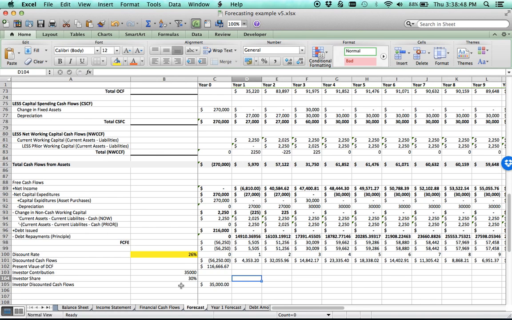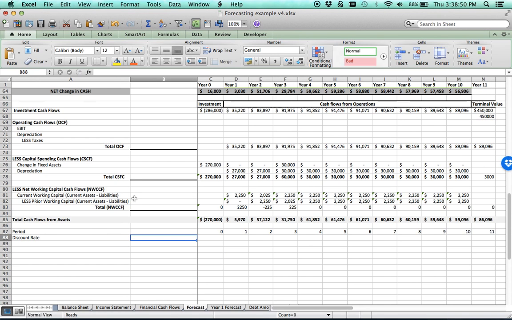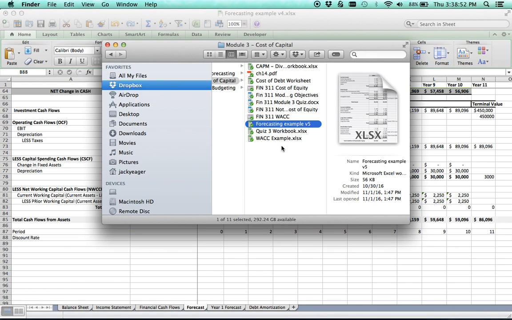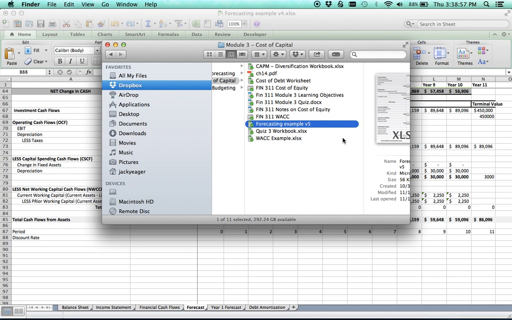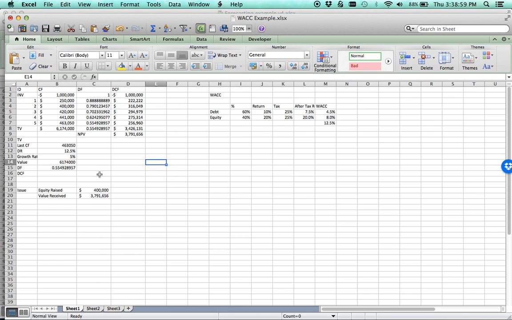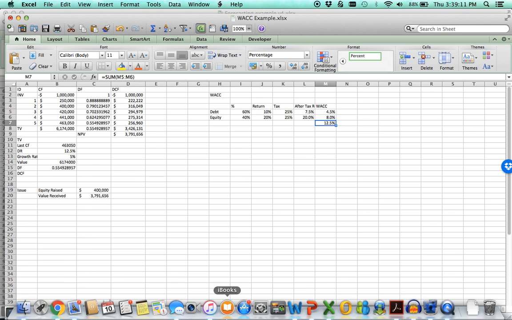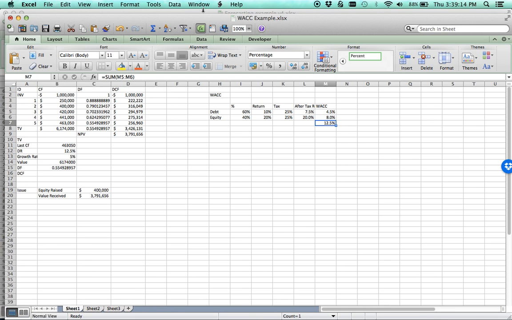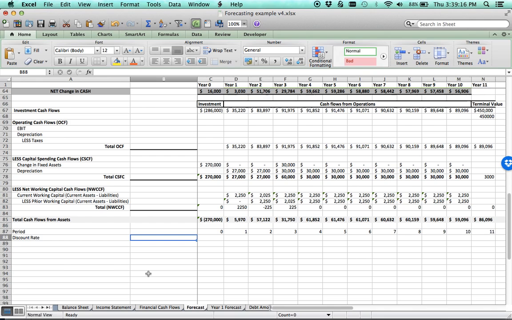Let's see. Sorry, wrong one. My bad. Need to look at the WACC example. There we go. Looks to me like when we did the WACC example, putting everything together, I came up with a WACC of 12.5%. So that's what we'll use in this calculation. 12.5%. It's important to put the percent, otherwise you're going to have a problem.